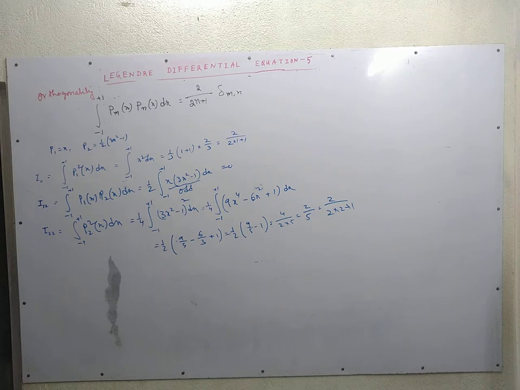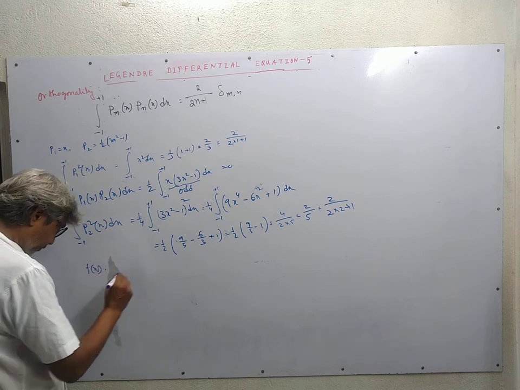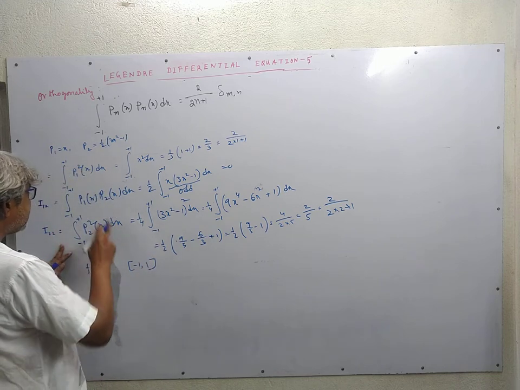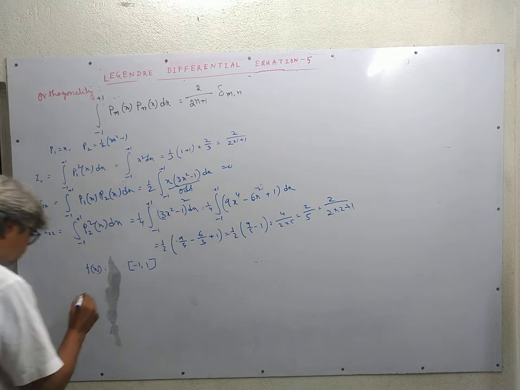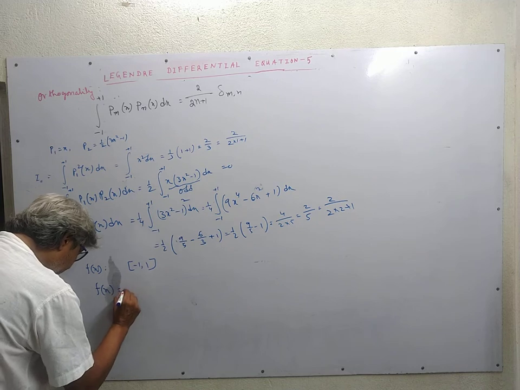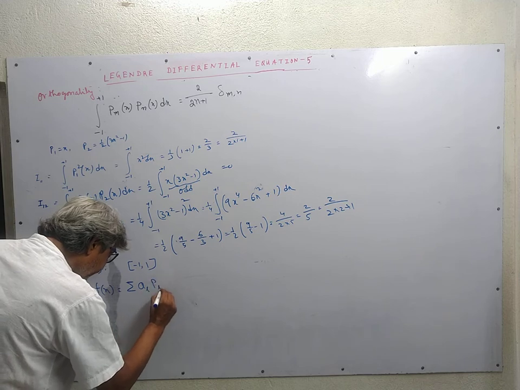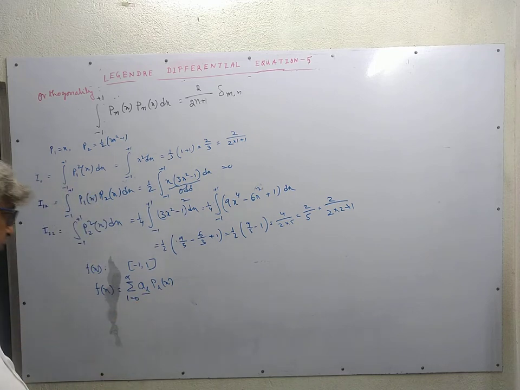This orthogonality property enables one to expand any well-behaved function in the range x from minus 1 to plus 1. Consider a function which is well behaved in this region. Then, since the Legendre polynomials of all orders, that is starting from 0 order to infinite order, form a complete set, we can expand f of x in terms of Legendre polynomials, a_L P_L of x, where L extends from 0 to infinity. This is the expansion coefficient.